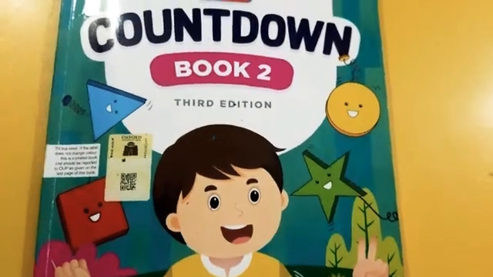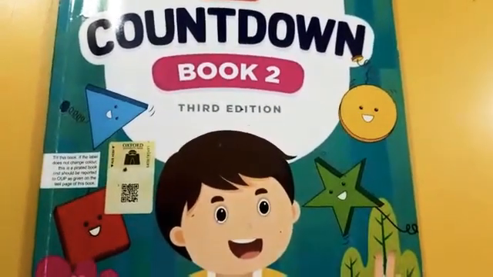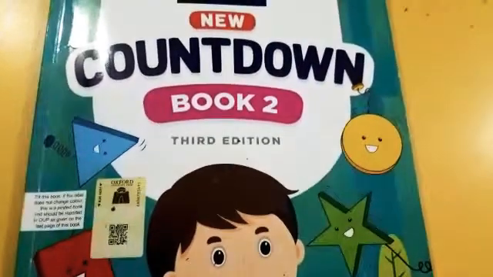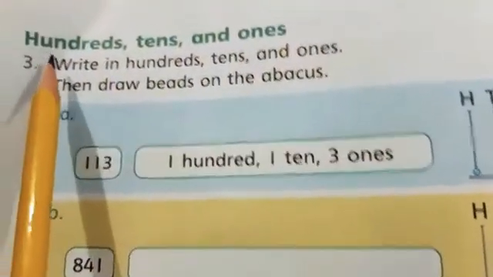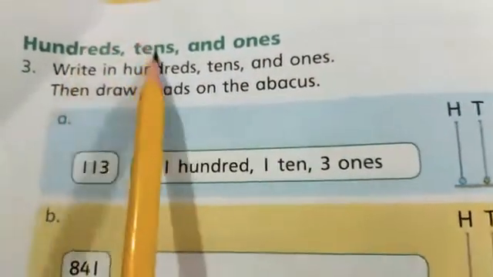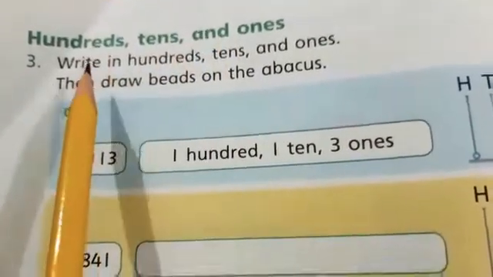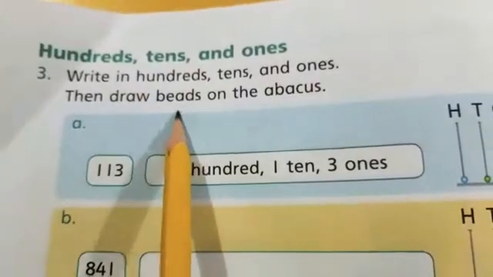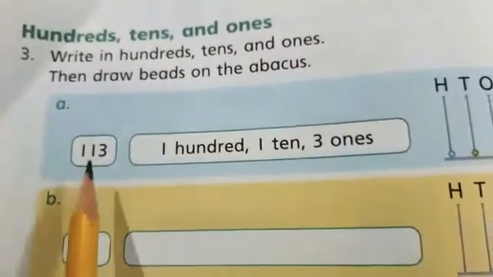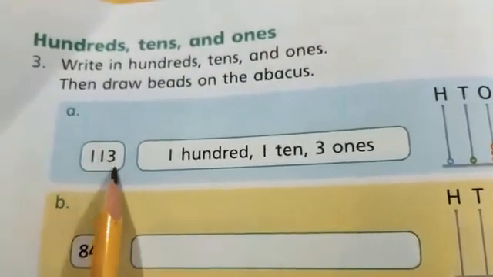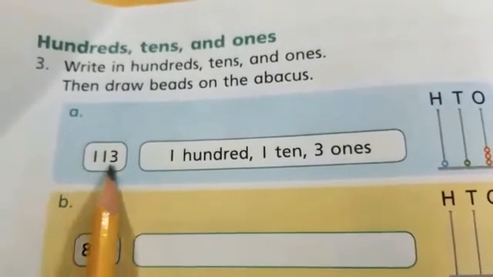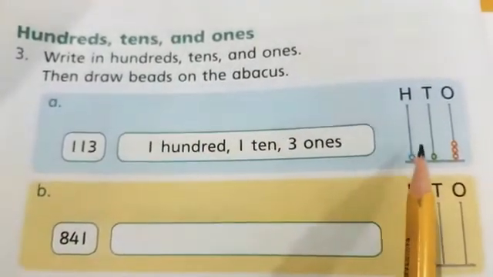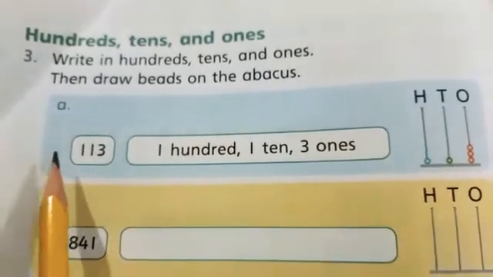So, my dear students, take out your maths countdown book and open page number 10. On page number 10, write down date and day. Our topic is hundreds, tens and ones. Write in hundreds, tens and ones, then draw beads on the abacus. We have to find the place values of these digits, then draw beads in the abacus.